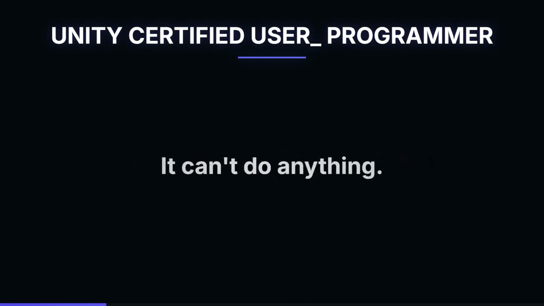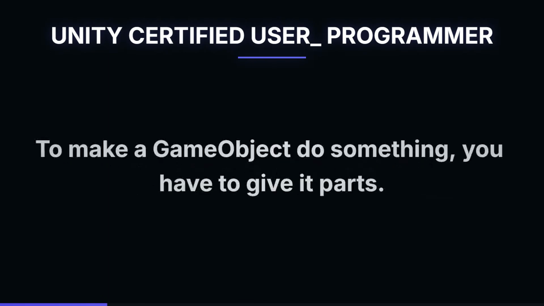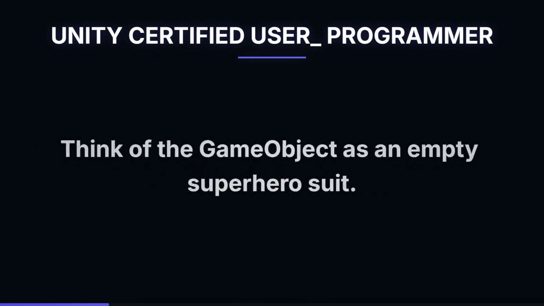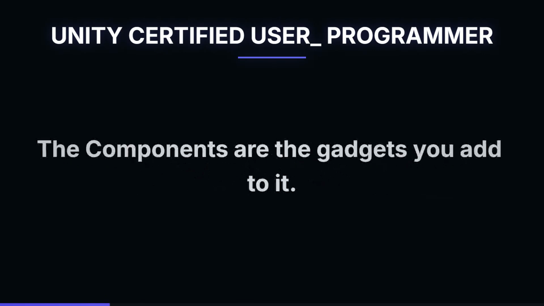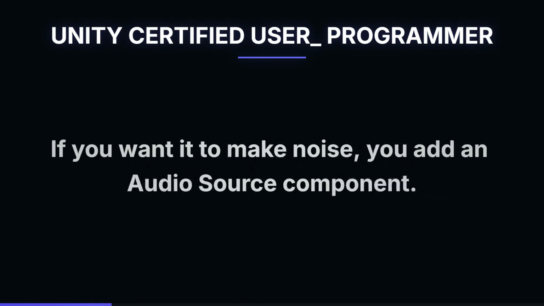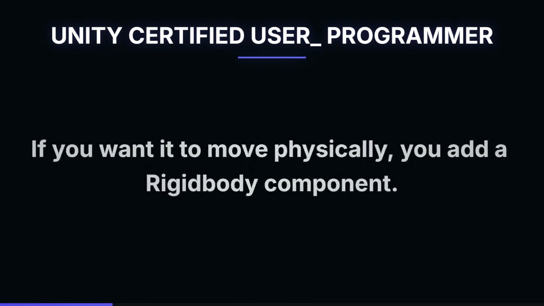It can't do anything. To make a game object do something, you have to give it parts. These parts are called components. Think of the game object as an empty superhero suit. The components are the gadgets you add to it. If you want it to see, you add a camera component. If you want it to make noise, you add an audio source component. If you want it to move physically, you add a Rigidbody component.